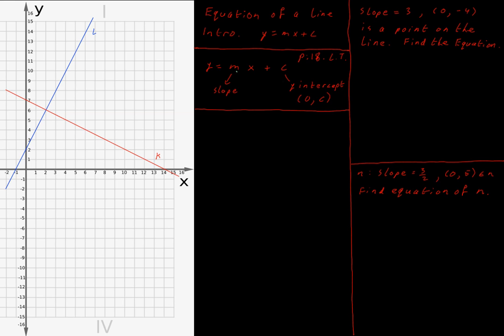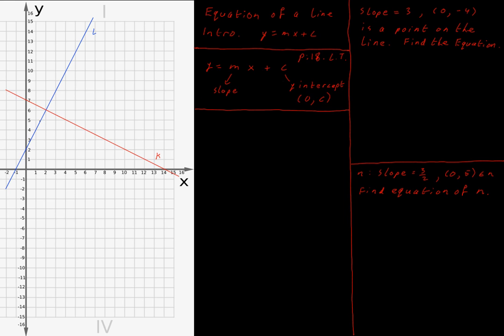So y is equal to m, the slope, multiplied by x plus some constant, which is going to be the y-intercept. That is to say, (0, c) is a point on the line, and it's where our line crosses the y-axis. So this is a very easy way to read off the equation of a line if we have the picture, or to draw the picture if we have the equation in this form.